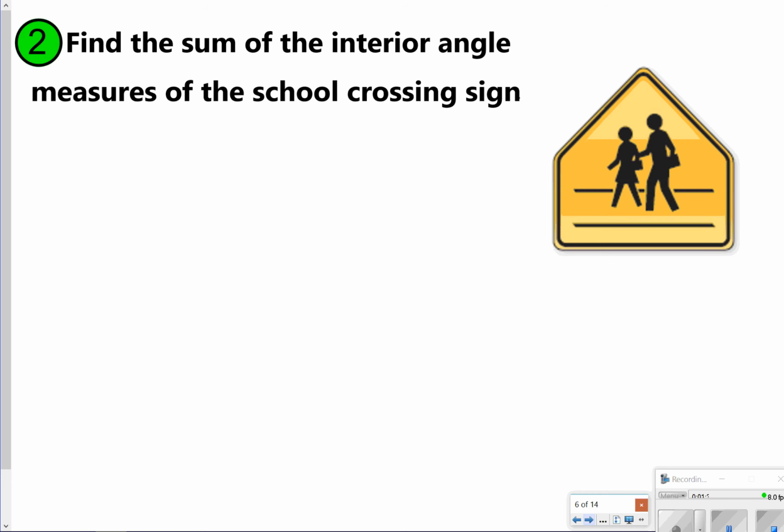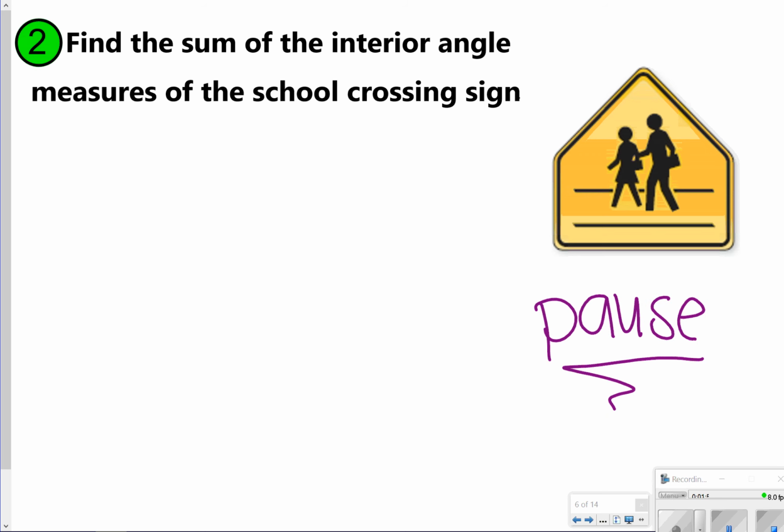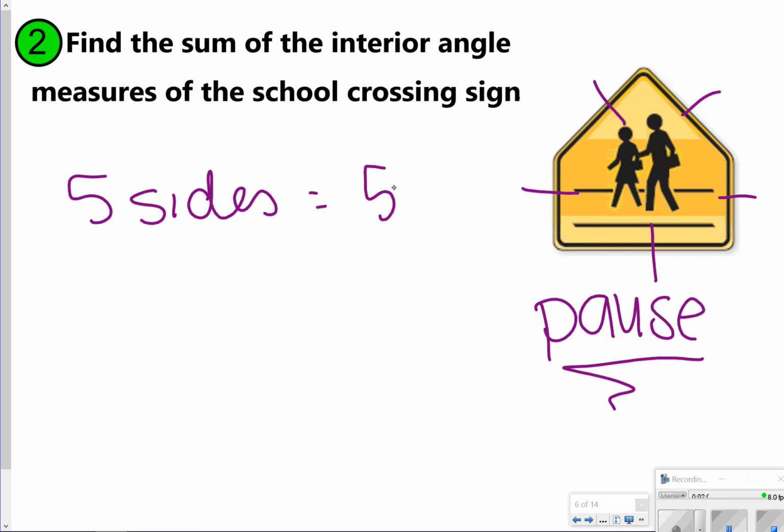So the first one's going to ask you to find the sum of the interior angle measures of the school crossing sign. Not each individual angle, just how much would the angles be if you added them all together. Go ahead and pause now, use the information you just wrote down, and click play when you're ready to check your work. As you can see, this is a 5-sided figure, so 5 sides has 540 degrees.